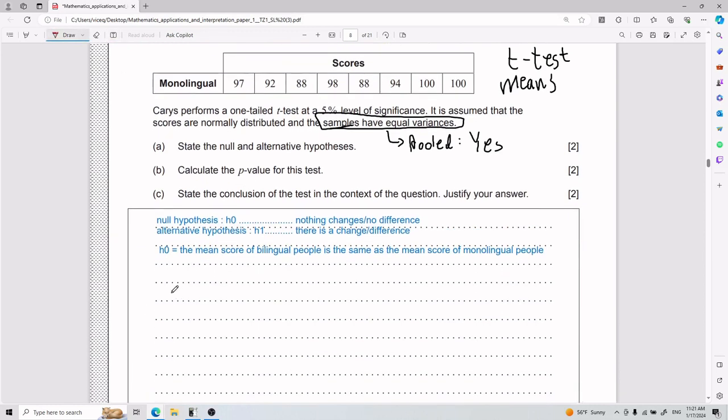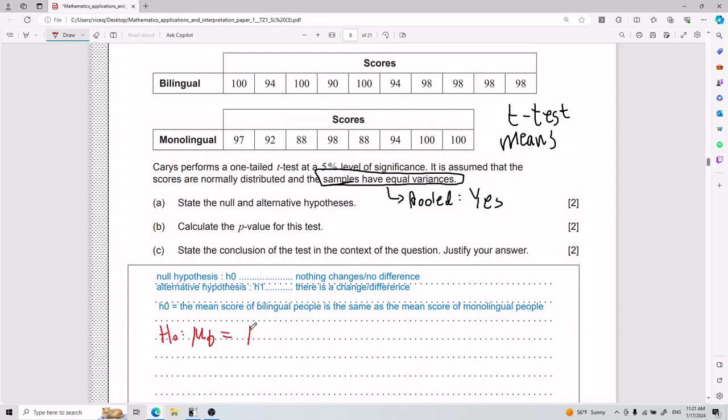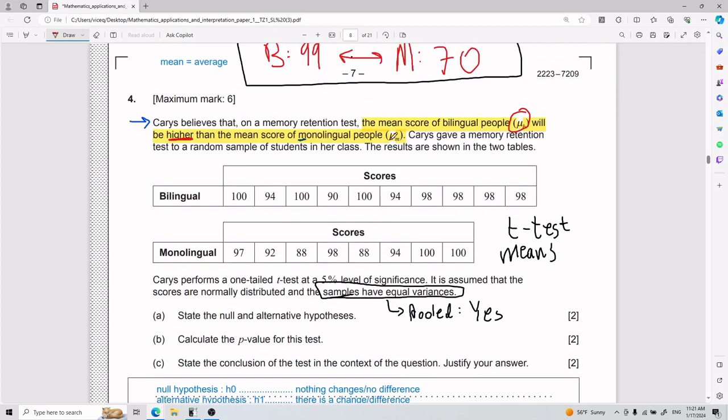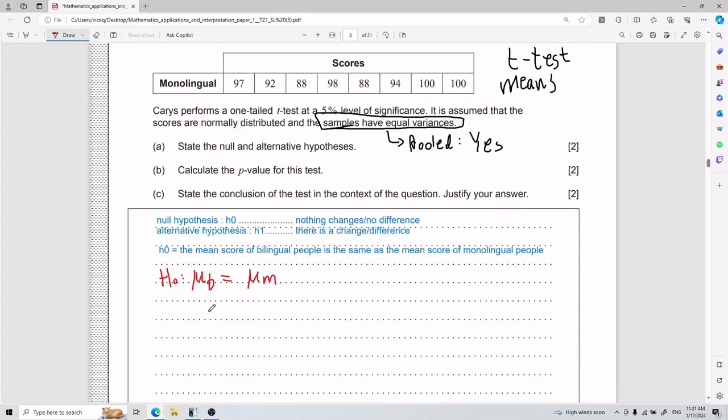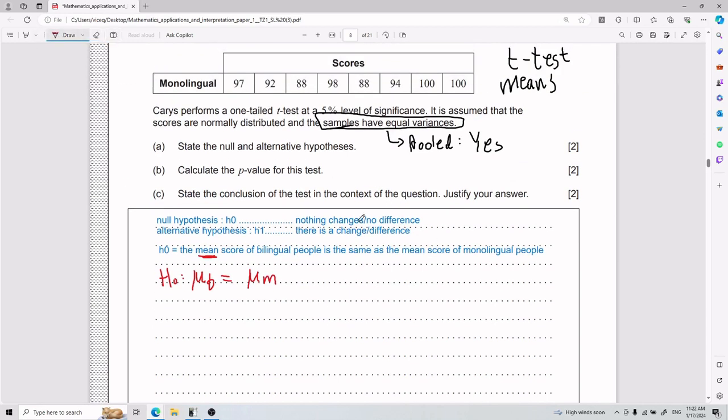If you want to put it in math terms, your H0 would be that the mean of bilingual, so UB, which is this UB here, equals UM, which is this UM here. This U is for mean, okay? You're also going to see that mean is X with a little bar on top, but in this case, we're applying that mean is U. All right, so that is for H0. If H0 is that nothing changes, no difference, that means we have the same score.